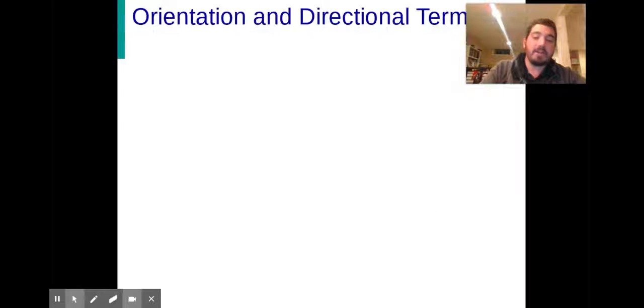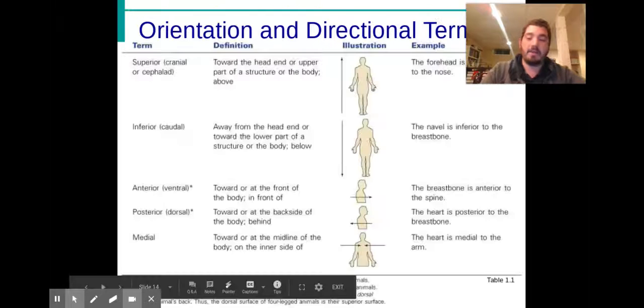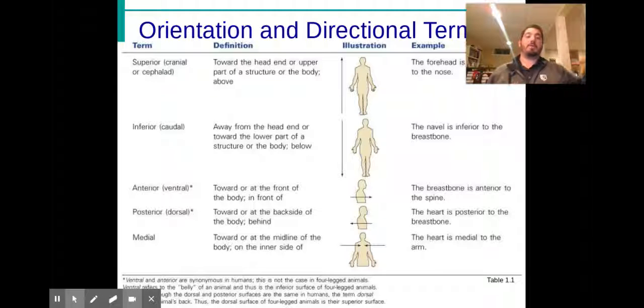Medial, we gotta get medial, right? Which is towards the midline of the body. So medial, think about middle, right? And you can see here, towards the middle of the body. So the heart is medial to the arm, right? My heart is to the middle from my arm.